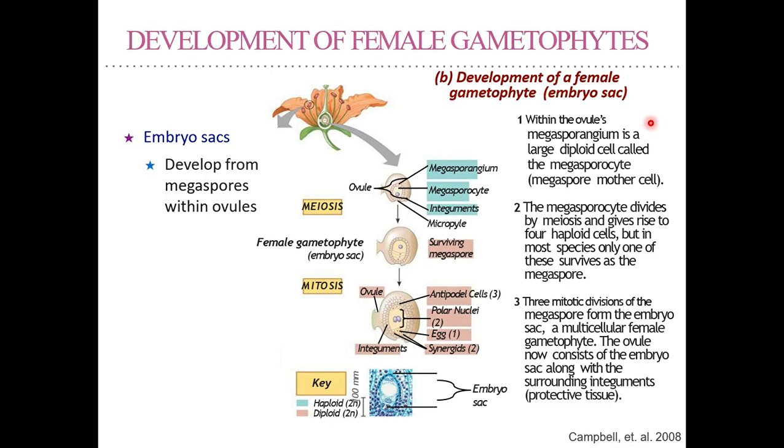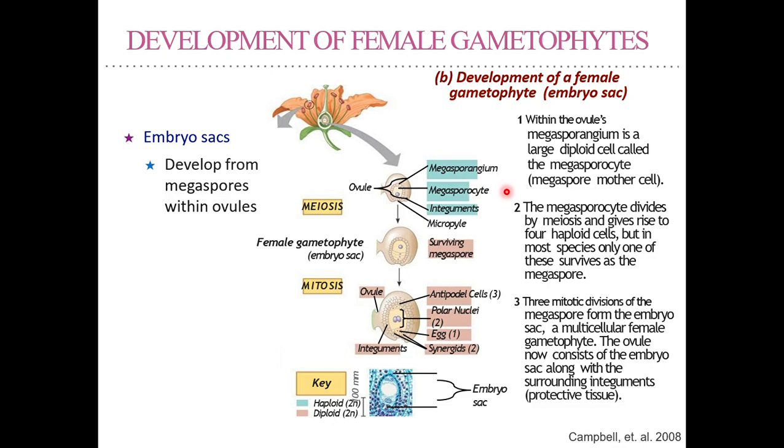So this figure illustrates the development of a female gametophyte, or the embryo sac. The embryo sacs develop from the megaspores within the ovule. So within the ovule's megasporangium, there is a large diploid cell called the megasporocyte. This is the megaspore mother cell.